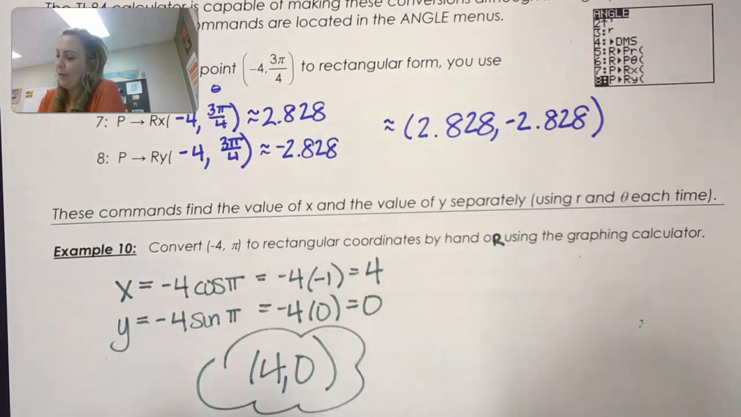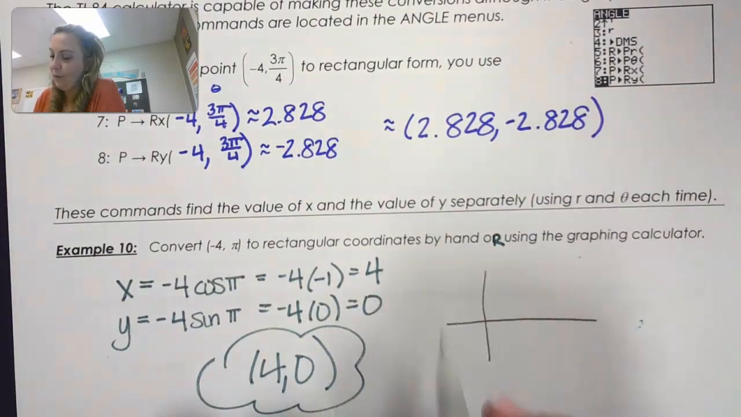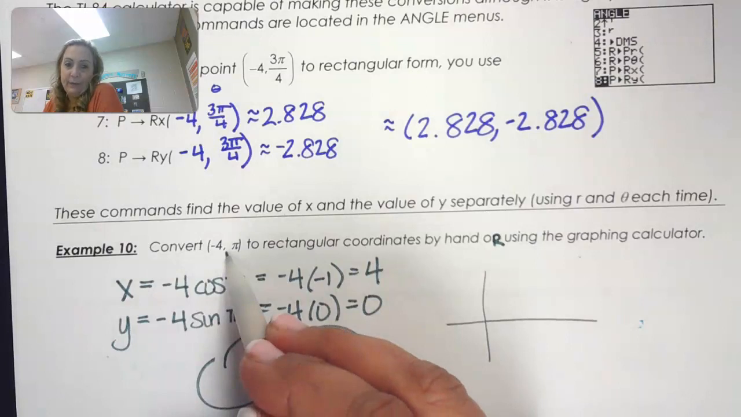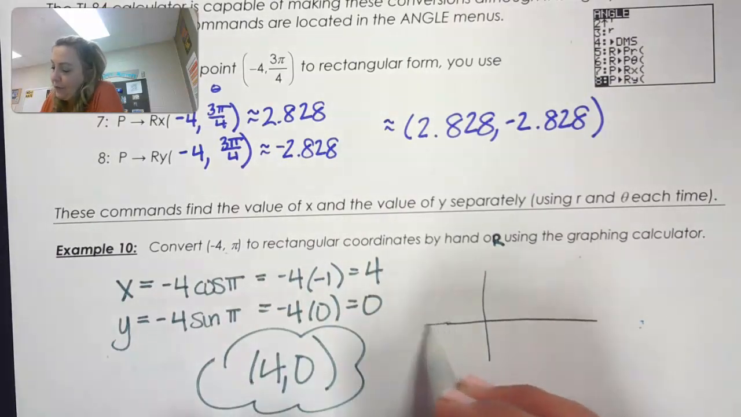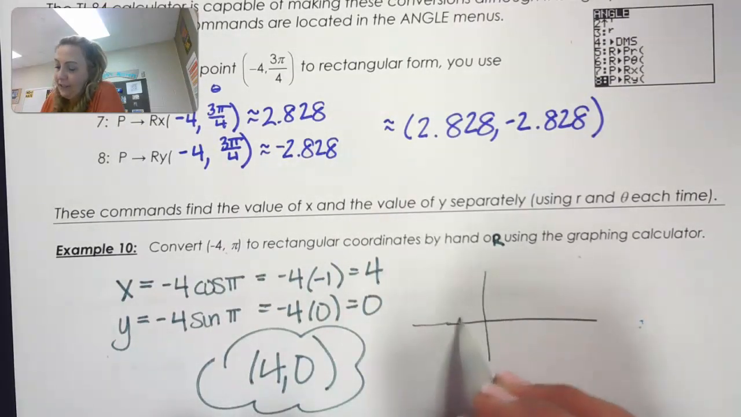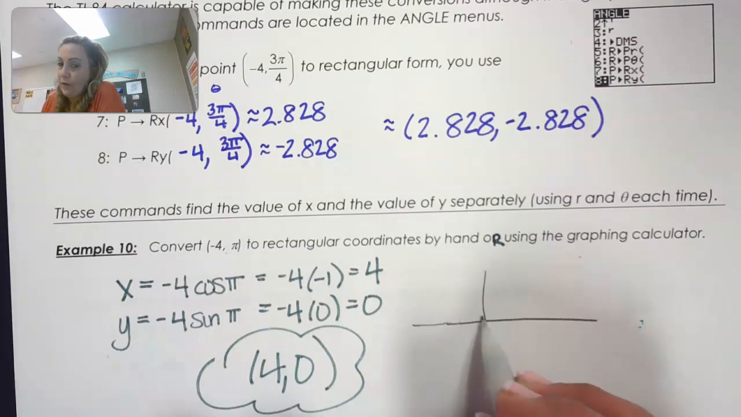And if you think about where that's going to land, let's think about where (-4, π) would be. So an angle of π would be over here. And then since we would want to go -4, we wouldn't want to go 4 to the right.